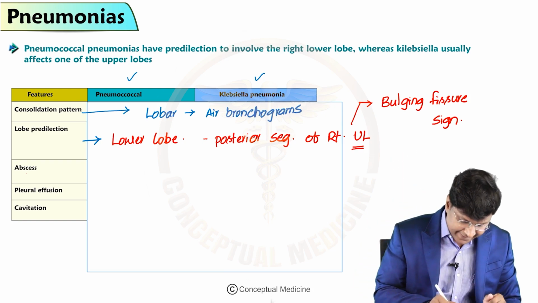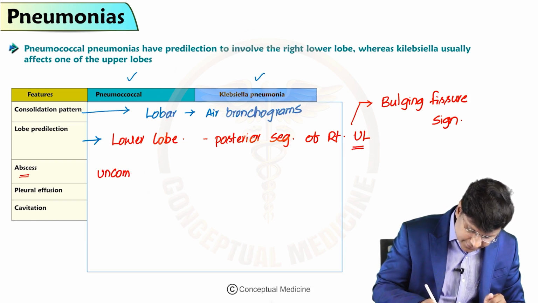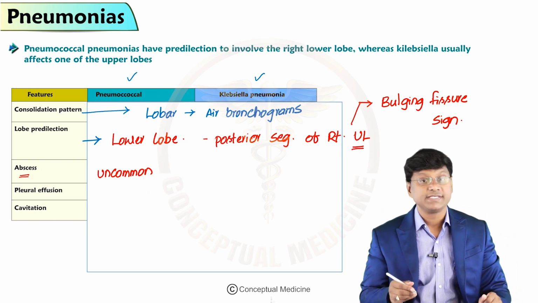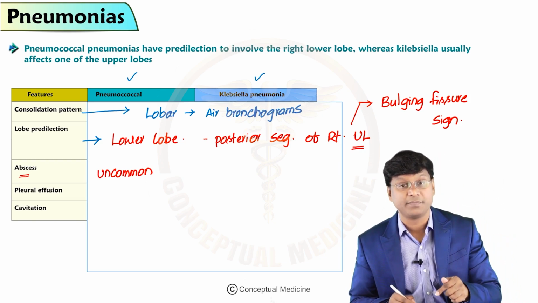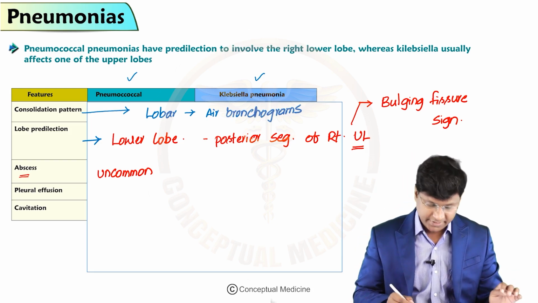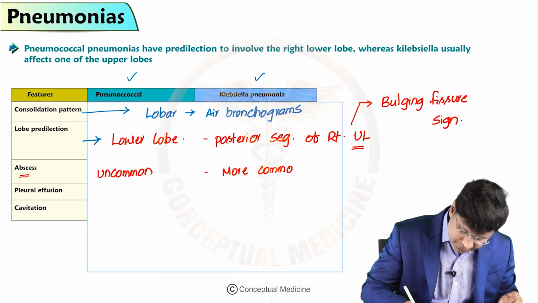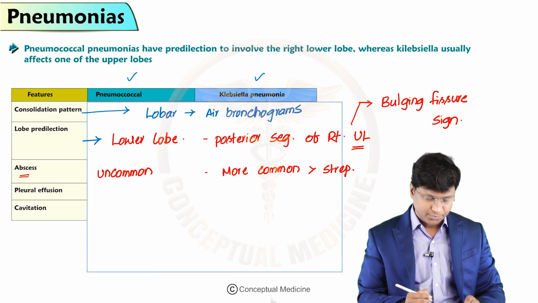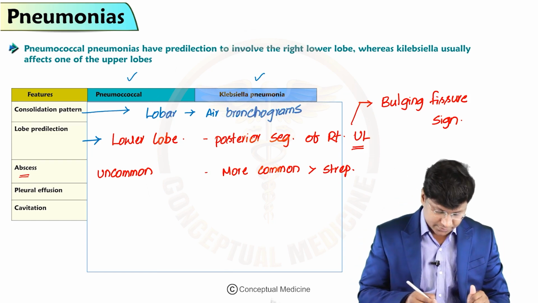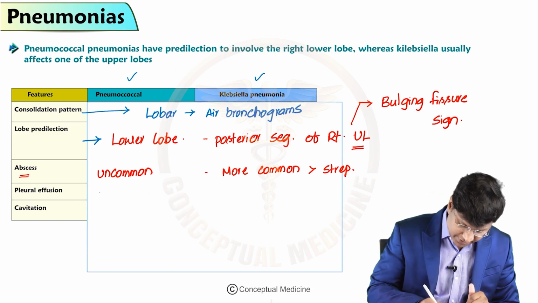Whereas if you take the abscess formation, in pneumococcal pneumonia, abscess formation is uncommon. Whereas in Klebsiella pneumonia, abscess formation is more common than compared to that of streptococcal pneumonia. Whereas pleural effusion, even the pleural effusion, it is uncommon.